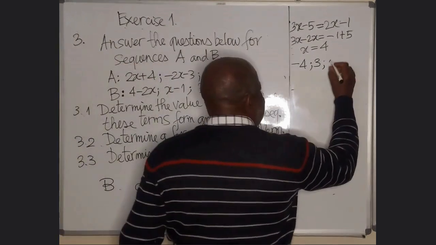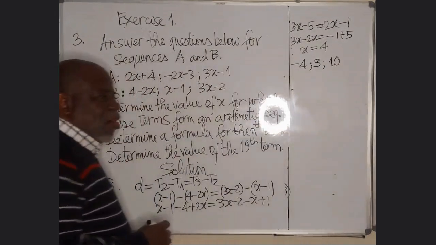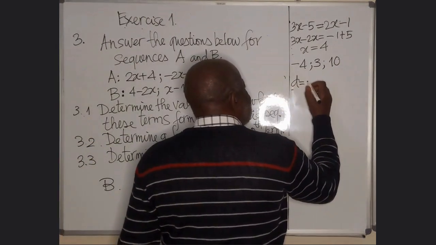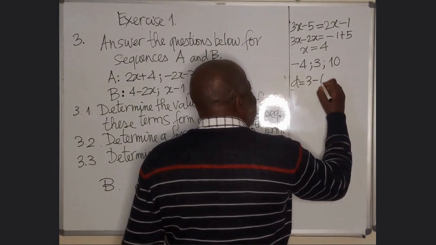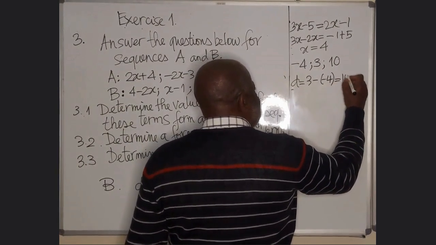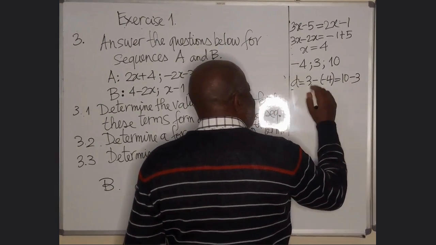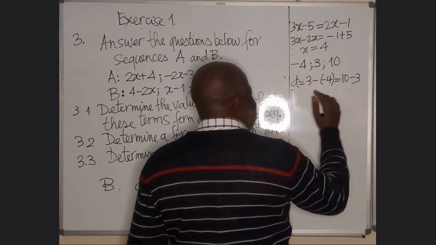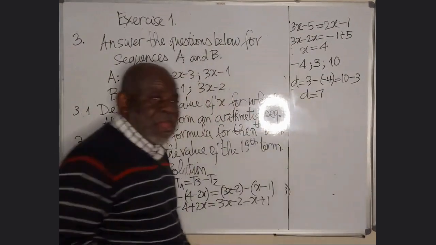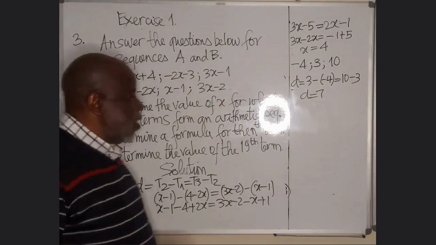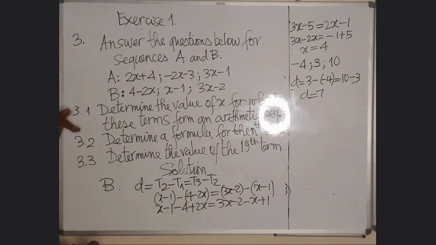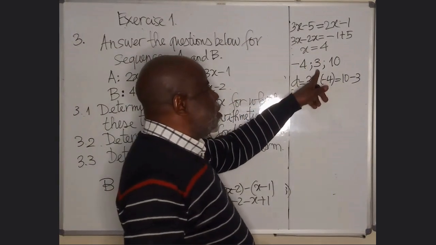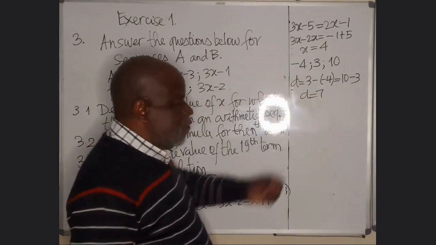We get 10. So let's see our common difference. Our common difference D will be equal to 3 minus negative 4. It will be equal to 10 minus 3. So 3 plus 4, we get 7. And 10 minus 3, we're getting 7. Our common difference is 7. Let's write now. This is our first three terms, negative 4, 3, 10, and our common difference is 7.